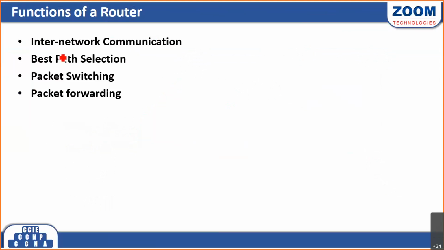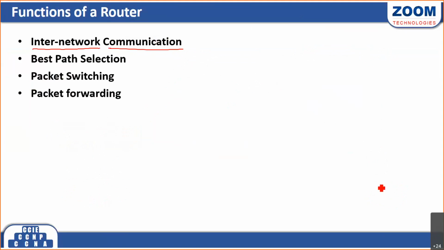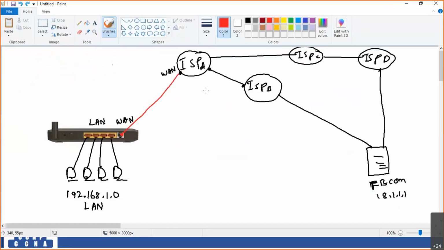The first point is inter-network communication, communication between two or more different networks: the 192.168 network and the 18 network, two different networks. The second point is best path selection. From ISP A, how can we reach the Facebook server? We can go via ISP B to Facebook, or ISP A to C, C to D, and D to the Facebook server. So there are multiple routes. Then what will the router do? The ISP router will find the best path, the shortest path.